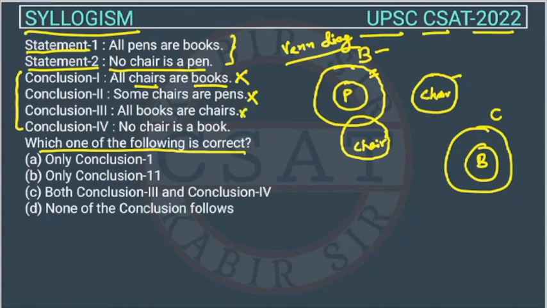This is also wrong. No chair is a book. The relationship between chair and book is not given, so we cannot conclude this also. So all four conclusions are wrong. The answer will be none of the conclusions follow. So the answer of this question will be option D.